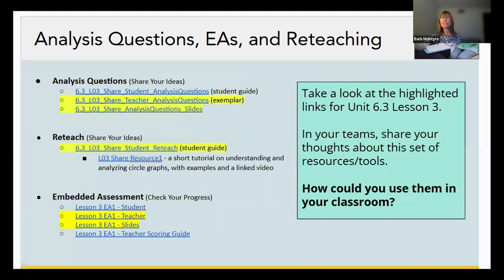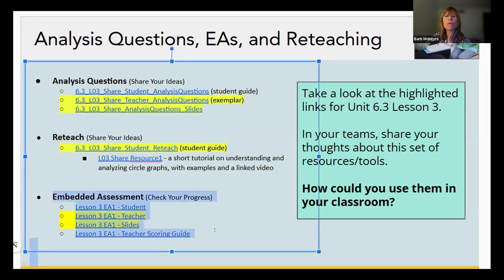So we're going to give you some examples from 6.3. And like I said, every unit is a little bit different. You're going to find these in the same lesson as the embedded assessment. So we're going to take a look at the highlighted links for unit 6.3, lesson 3. We've got the teacher analysis questions and the slides. I would say please look at the slides. You may want to start though with the EA. You may want to start by looking at the embedded assessment and seeing what students are going to be asked to do in that embedded assessment. And then go back and look at the analysis questions and think about how that might help to prepare your students. And then maybe take a look at the reteach and think about how those all might be useful.